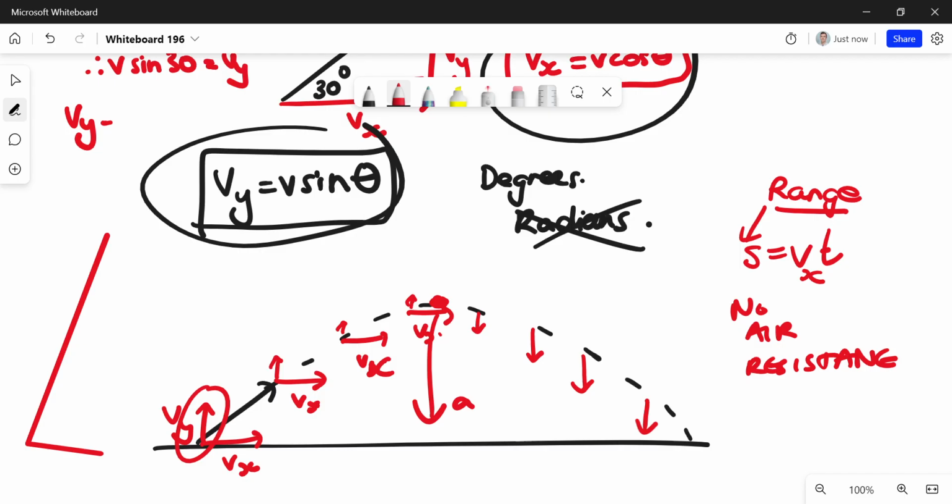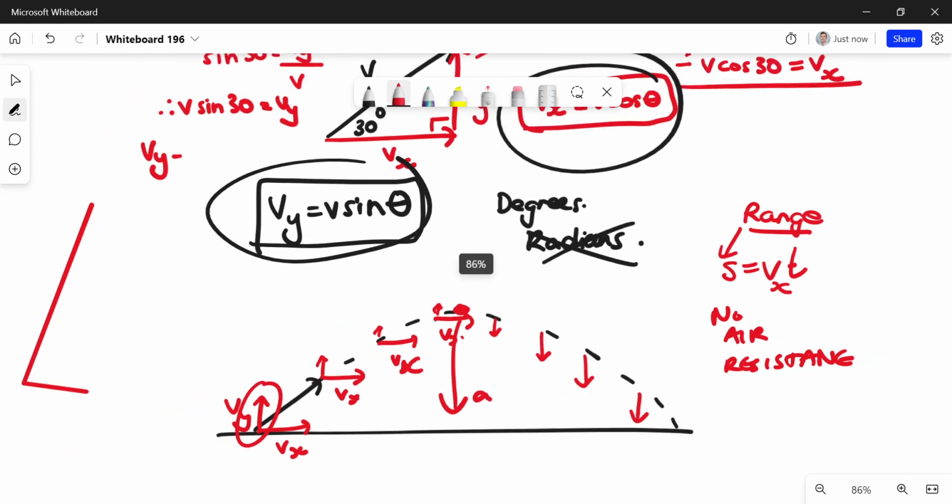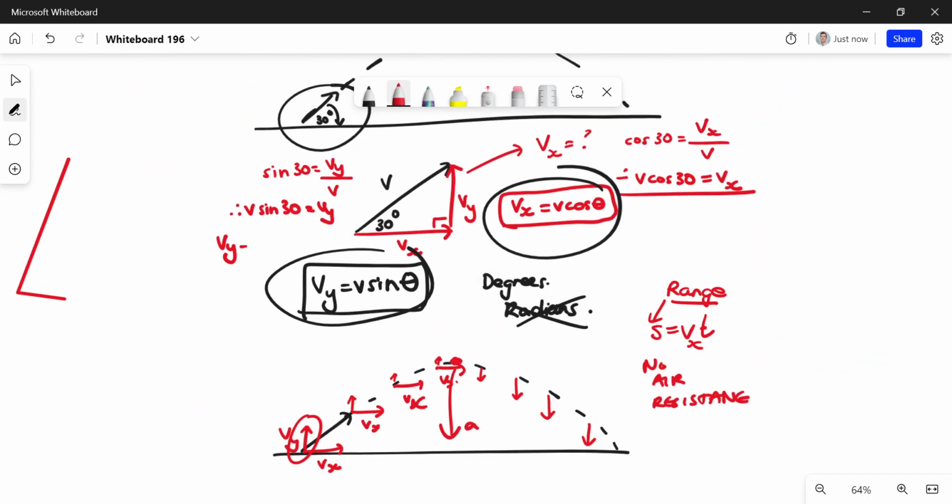Vy is going to be looking at things like maximum height and also time of flight. So knowing the components is very, very important because it will allow us then to solve some more complex questions in 2 dimensions.